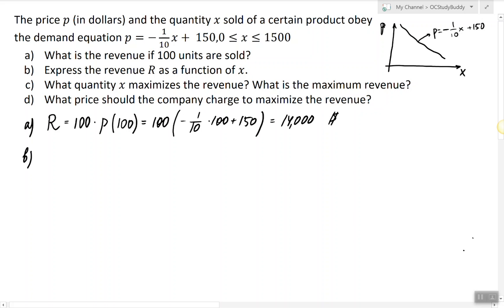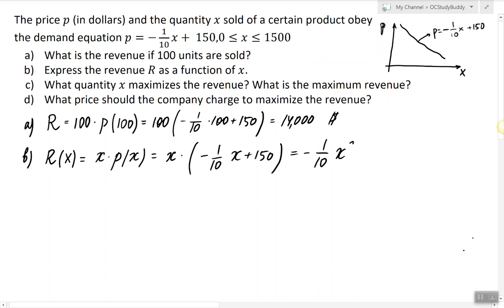Now we can generalize this and write the revenue function as a function of x. We take the number of units that we sold and multiply by the price of each unit, which can be expressed as P of x. So this is the formula for the revenue as a function of x. Now we can replace P of x with the actual expression that defines the function, and as a result, what we get is a quadratic function.